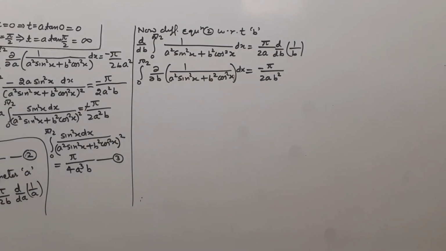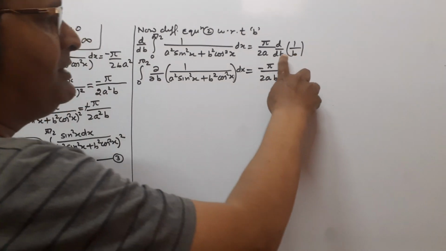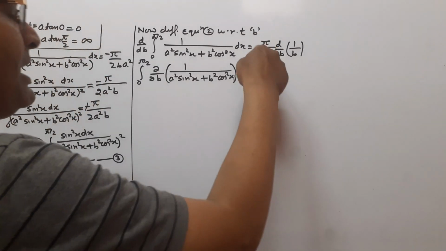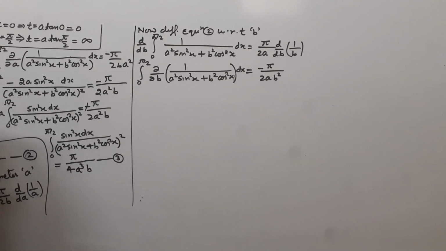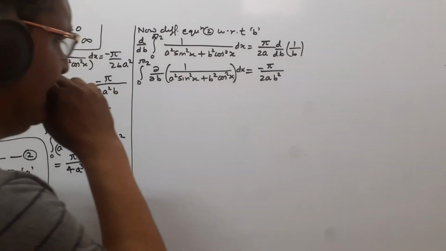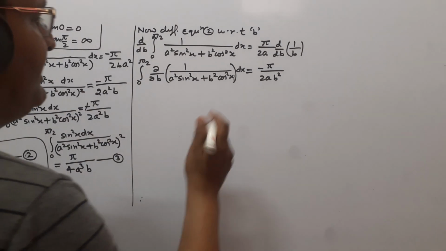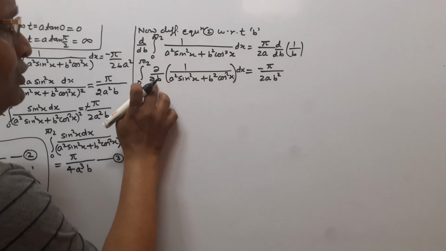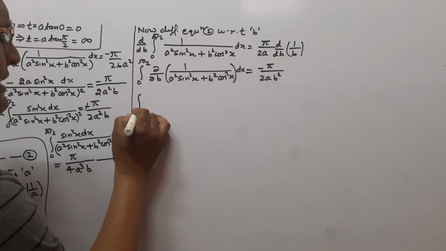We know that if the ordinary differentiation goes inside the integral sign, it converts into partial. And on the right-hand side, the differentiation of 1/b with respect to b is -1/b². Here π/2 is constant because we have to differentiate with respect to a. Now we differentiate the left-hand side with respect to b partially.